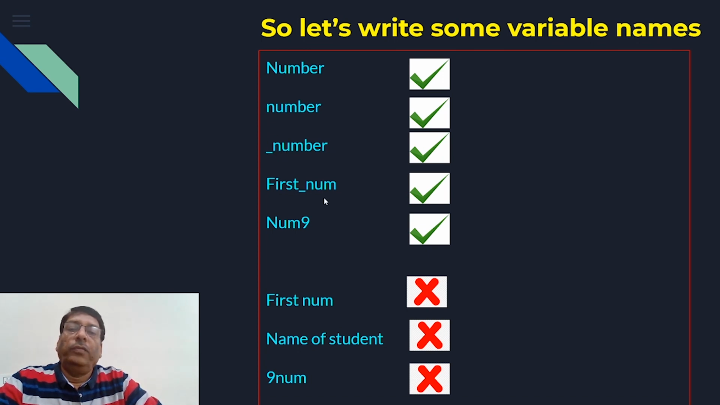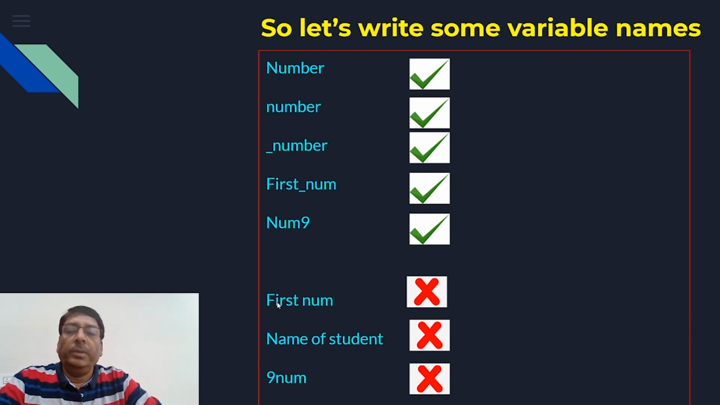And the fourth is also valid because we are making use of two words over here, but they are not separated with the help of a comma or a blank space, but separated with the help of underscore. And the fifth one is valid because you are using a digit over here, but that is not at the beginning, and there is no space or comma in the middle. So all these are valid variable names.